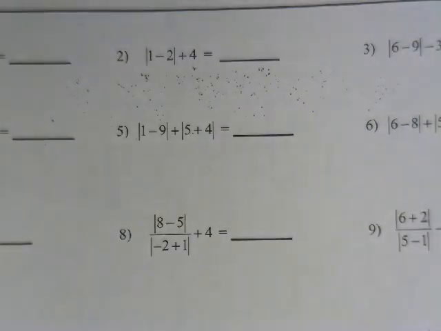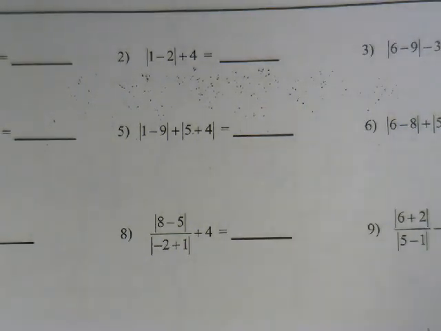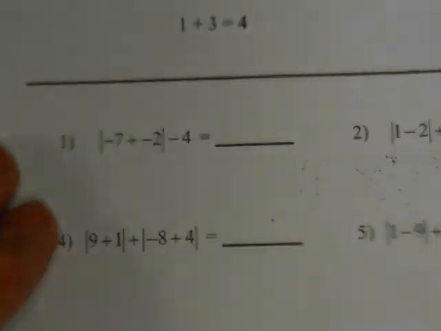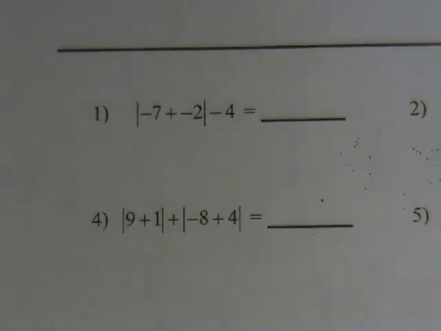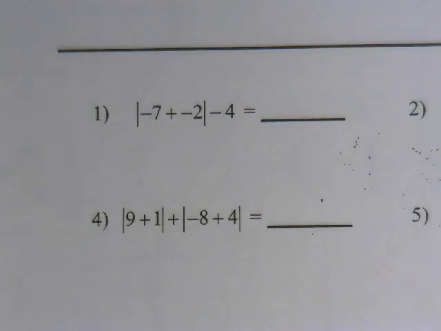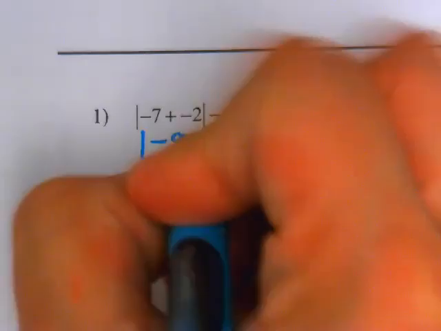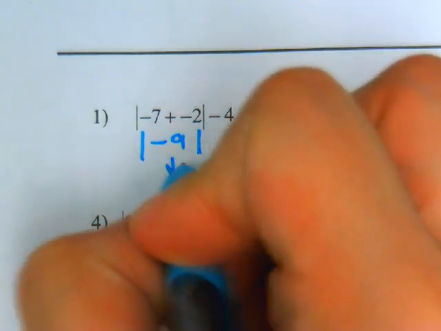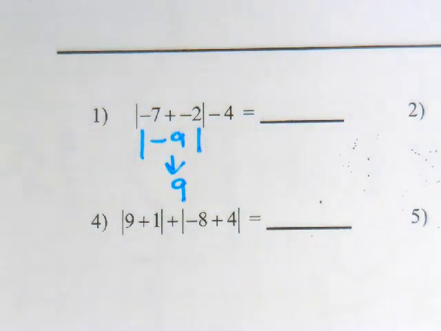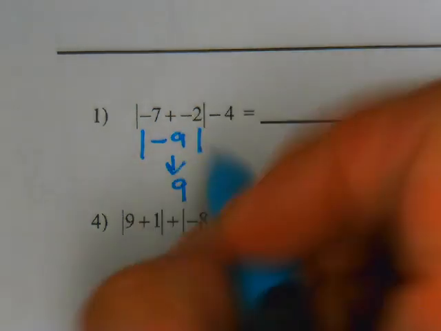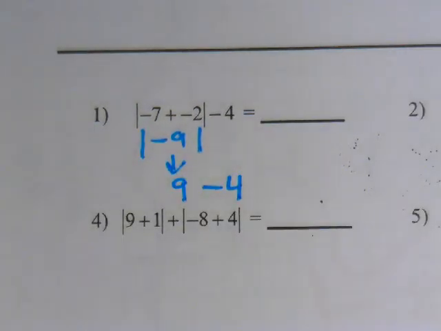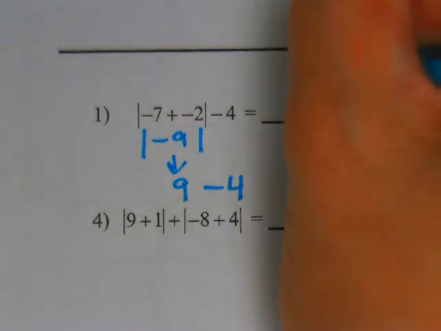Which are harder? All right. Number 1. Okay, now we're getting to the good stuff. Number 1 in the back. What's -7 plus -2 in the bars? Okay, so it's -9 in the bars. What's the absolute value of -9? 9. Okay? So we get -9 in the bars, take it out, 9. Minus 4. 5. That was it.